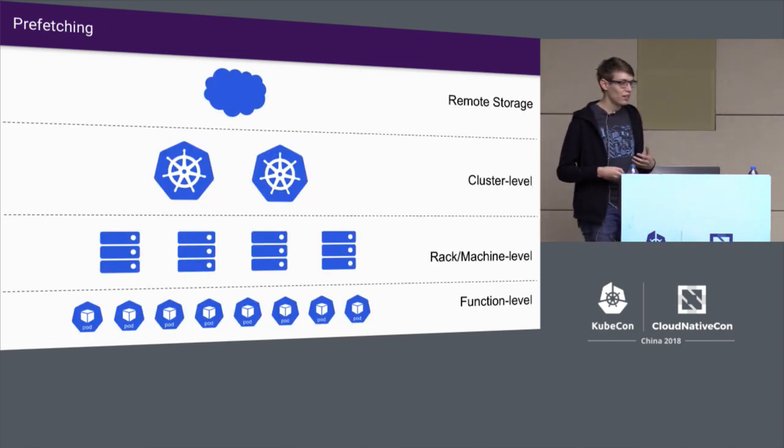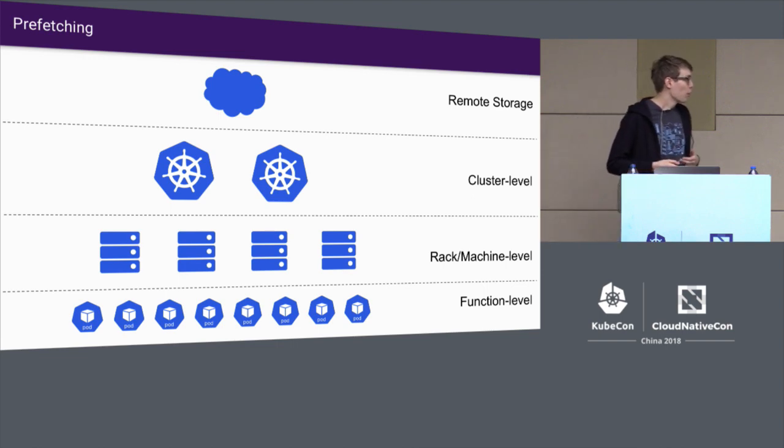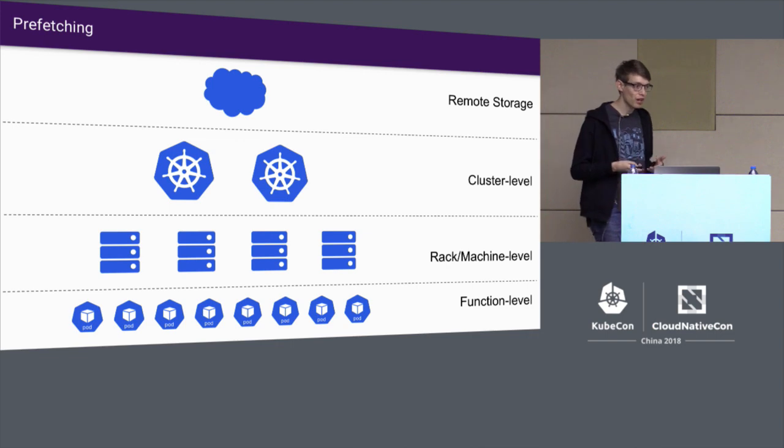And you can think about this prefetching as being a hierarchy of layers. So at the top you see the remote storage, where your function is actually stored, and below that you have several layers of possibilities to cache your functions before they actually are used. So for example, you can cache them at the cluster level, or at the most extreme, you can cache them even at a runtime level, where you already place them at the runtimes in those resource pools ahead of time.